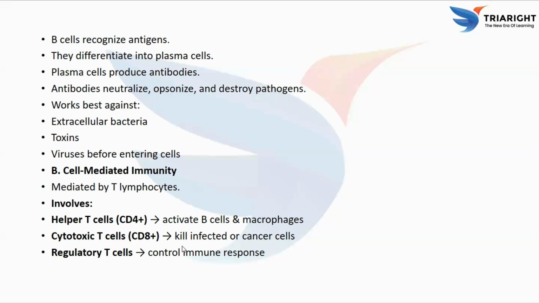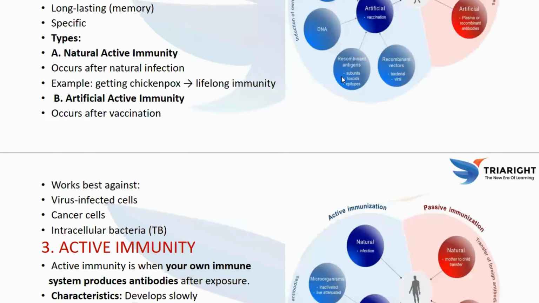They control and calm down the immune response. They prevent the autoimmune diseases by stopping the immune system from attacking the body's own tissues. This is about the cell-mediated immunity and the types of T cells.